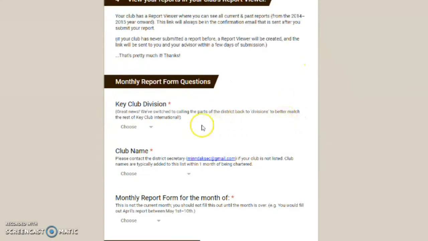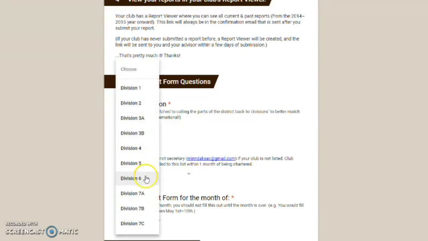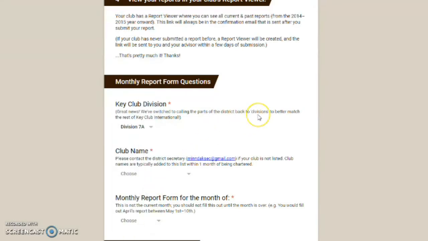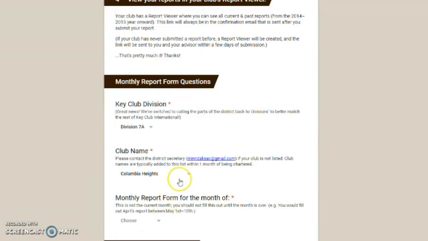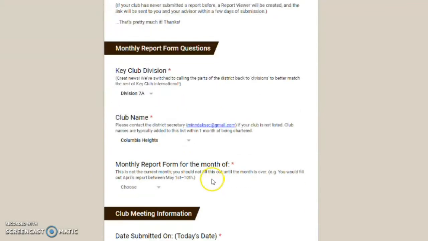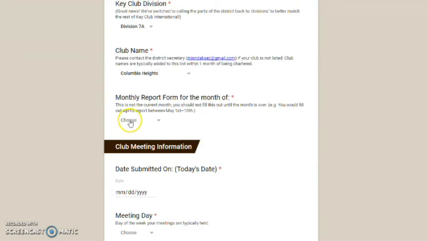Your monthly report. So first of all, we have to go through our division. My home club division is 7A. If you don't know what division you're in, you can send me an email, or you can send the governor an email, or you can ask your own faculty advisor. They should know what division you're in. So I'm in Division 7A, and my home club is Columbia Heights. Again, if you don't have your club in here, you just contact me and I'll fix that right up for you. So this information is from October.